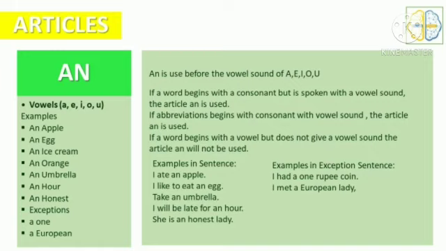An hour and an honest. Now here the spelling of hour and honest starts with H, but we pronounce them as 'our' and 'onest'. We take a sound of O, which is a vowel. So that's why here the words start with a consonant, but are spoken with a vowel sound. So article an is used. Spoken with a vowel sound, the article an is used. Got it?